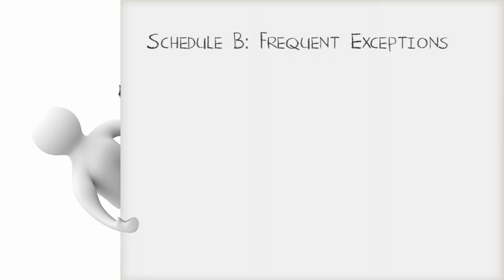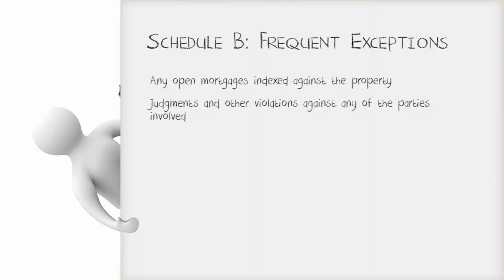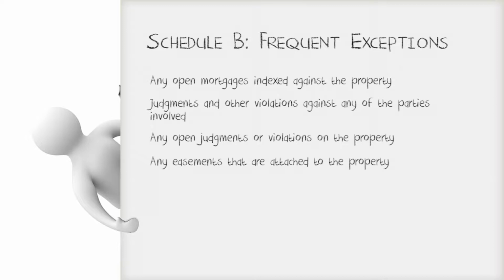But there are certain exceptions that come up on a regular basis, ones that you will see time and time again, and they include any open mortgages indexed against the property, judgments and other violations against any of the parties involved, any open judgments or violations on the property, any easements that are attached to the property, the survey reading, and any potential issues that it may indicate.